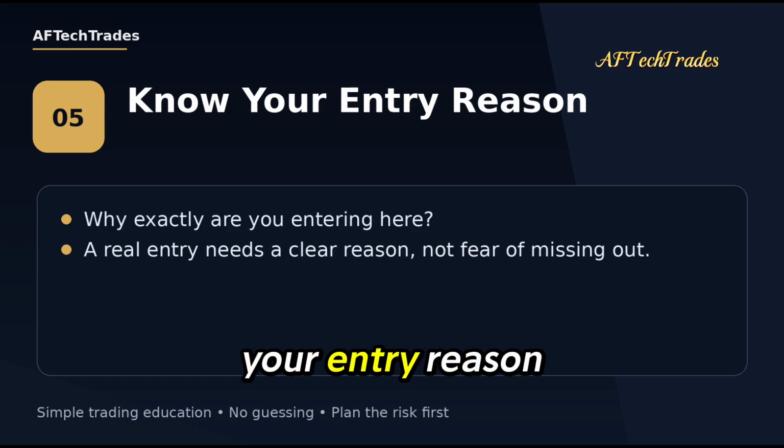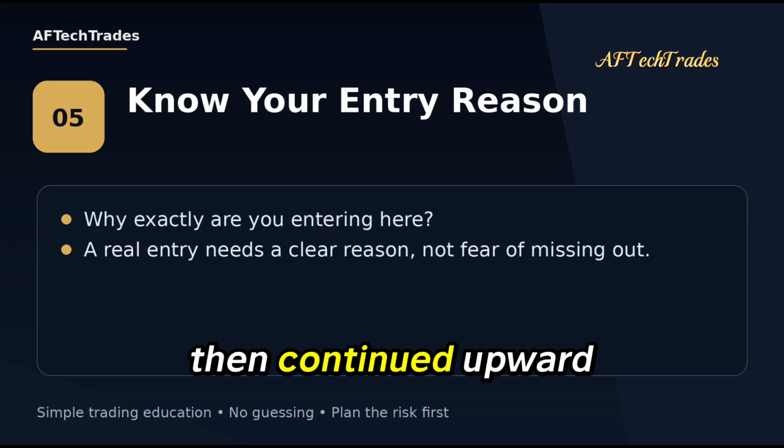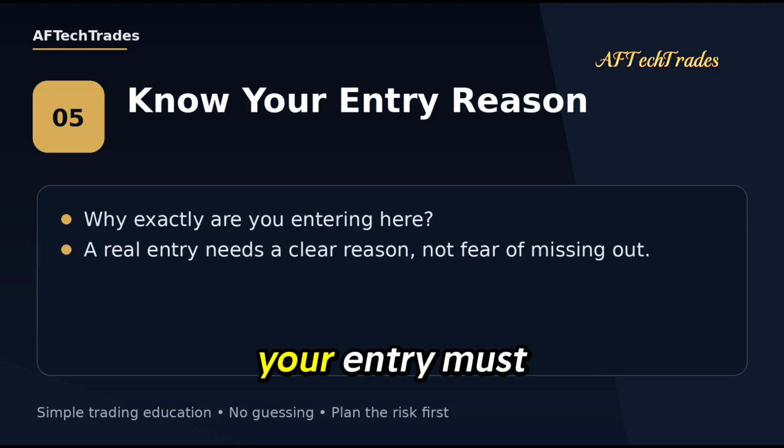For example, your entry reason could be that price is in an uptrend, price pulled back to support, and buyers started to show strength again. Another example is that price is in a downtrend, price pulled back to resistance, and sellers started to reject that level. Another example is that price broke above a key level, came back to retest it, and then continued upward. The point is, your entry must be based on something you can explain.